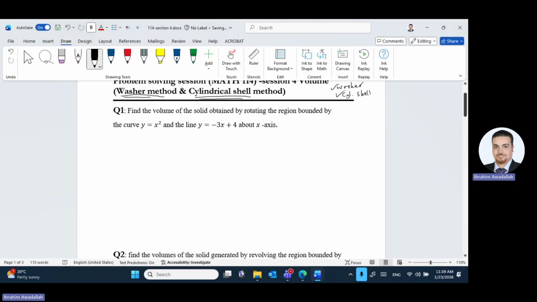Find the volume of the solid obtained by rotating the region bounded by the curve y equal x square. As you see, very easy to graph x square, almost like this, x square, and the line minus 3x plus 4. So we have 1, 2, 3, 4. And since it's negative, almost the graph will be like this. So my region will be this one between the curves. I didn't say in the first quadrant or in the second quadrant, so this will be fine. So this is the one point, this is another point, and my revolving will be about x-axis like this.